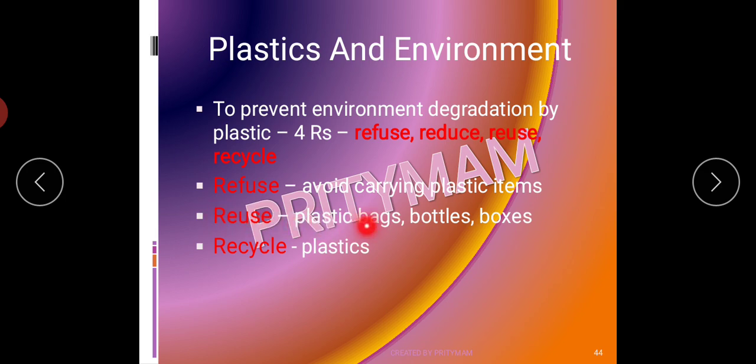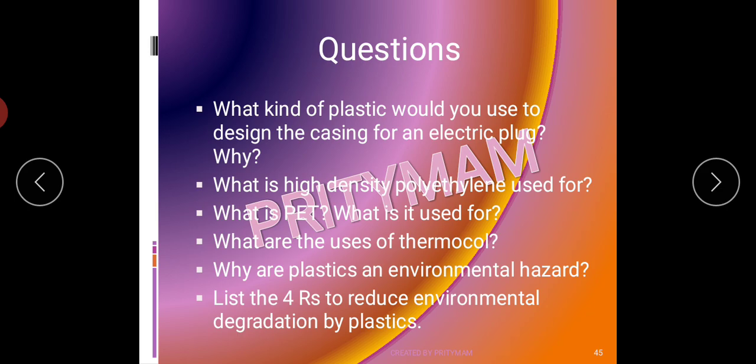We can reuse the plastic bags, bottles, and boxes to reduce the amount of plastic waste that is generated. Do not throw plastics into water bodies or on the ground. Collect and dispose of biodegradable and non-biodegradable waste separately, as you know that. And recycle the plastics. Thermoplastics such as PET can be recycled and made into new items.